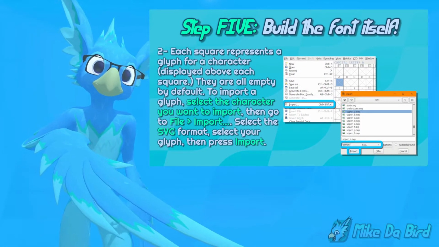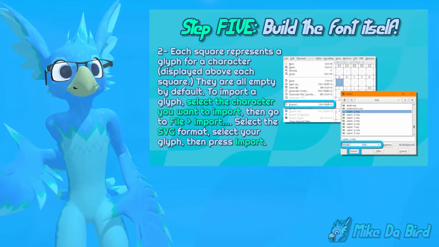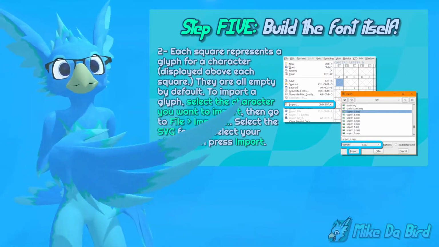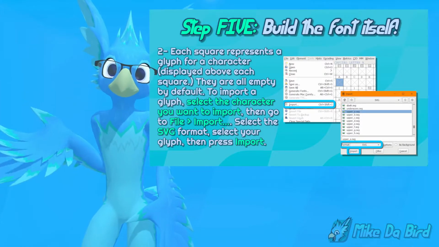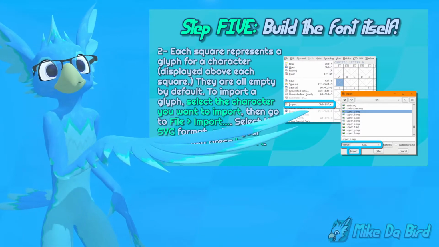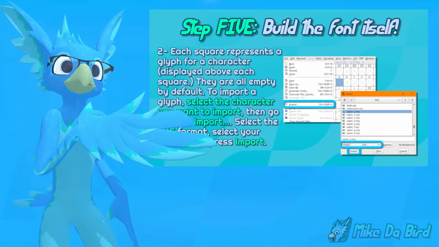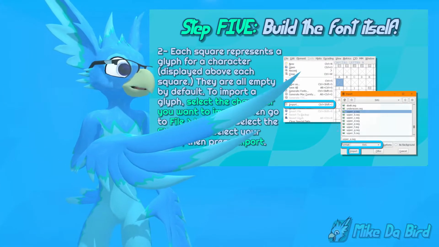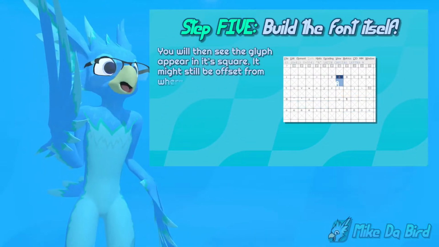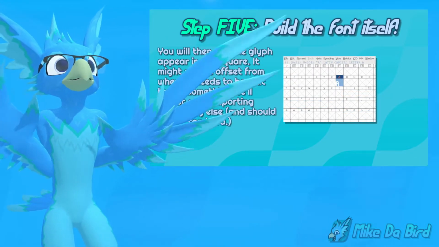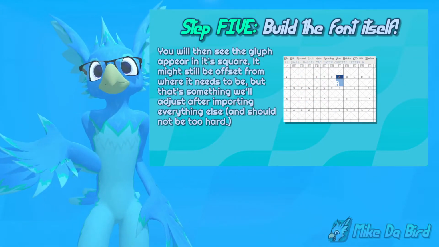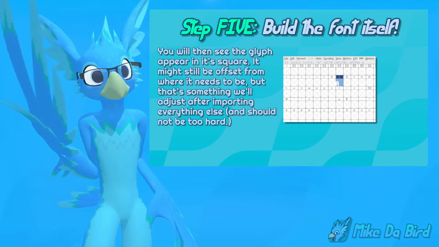To import a glyph, you want to go to File, Import, or do, I think, Control-Shift-I. Select the SVG format in the little filter, else it's not gonna display your files. Select your glyph in the correct folder, and then press Import. And once that's done, you're gonna see the glyph appear in this square. It's gonna look a little offset from where it needs to be, but that's something we're gonna adjust later after importing everything else.